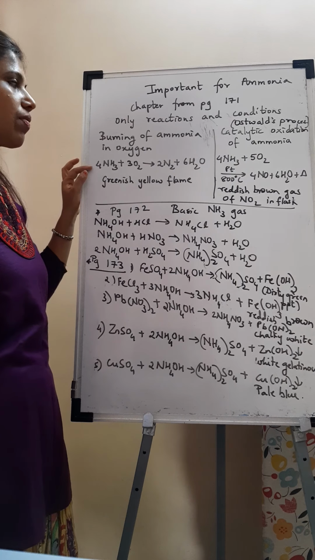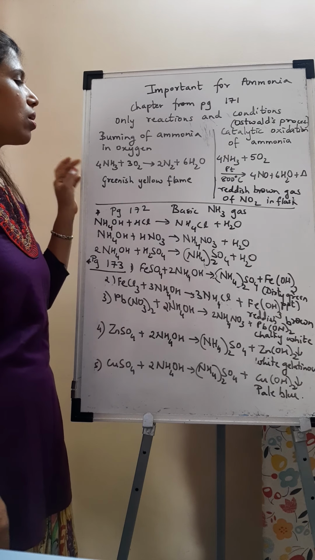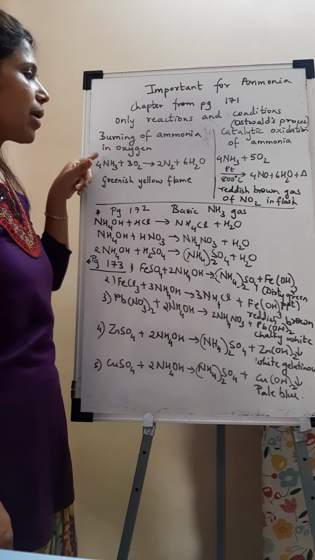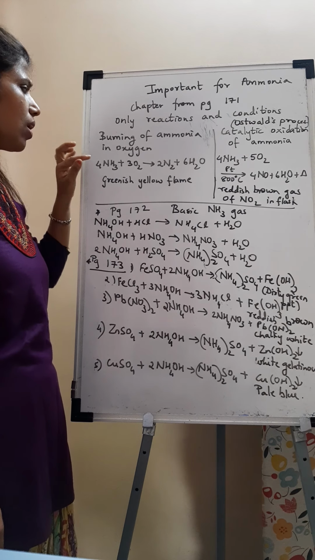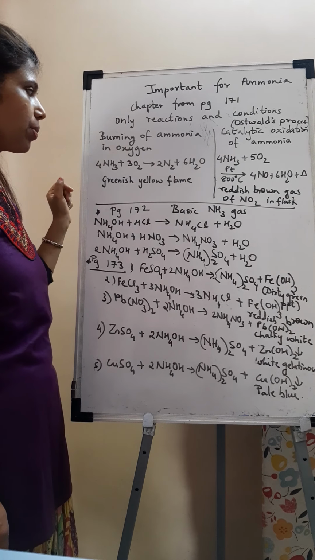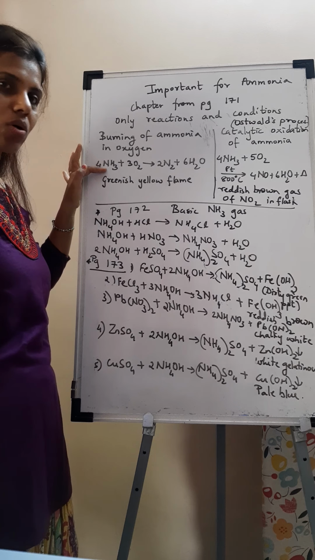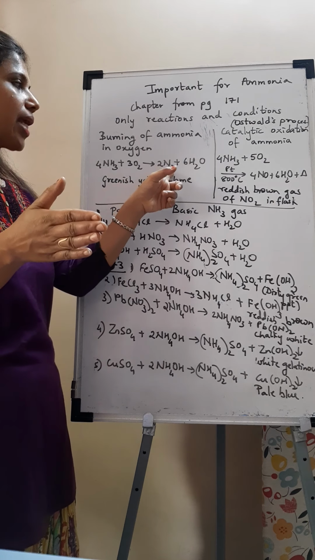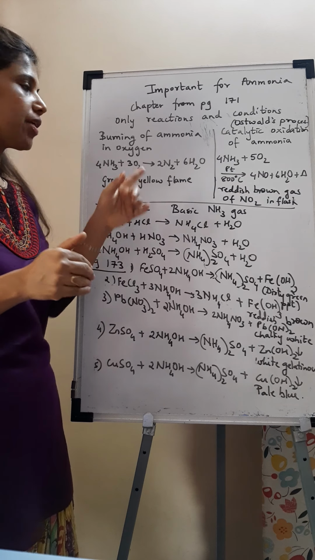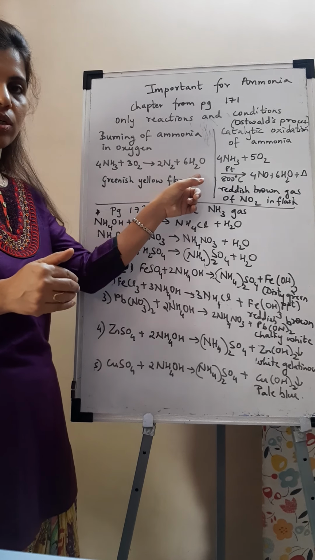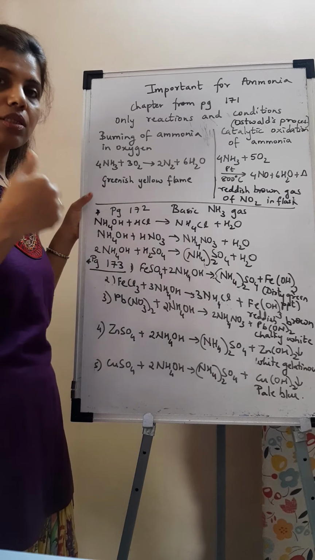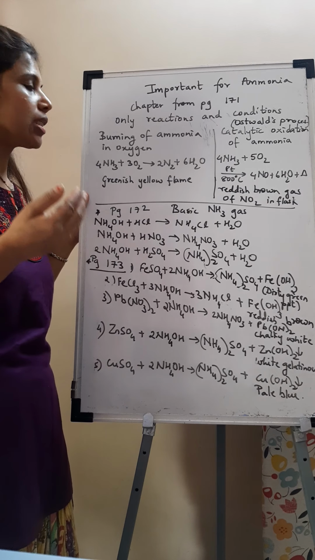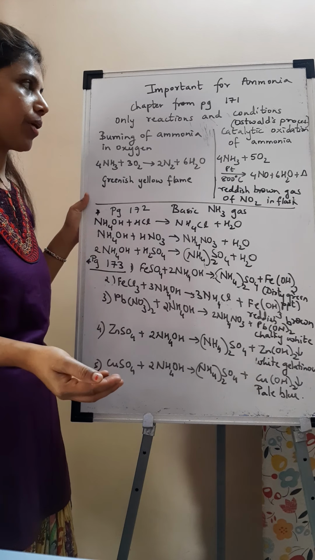Here you can see when ammonia is burned in air, it combines with oxygen and nitrogen is formed because it undergoes oxidation. Here nitrogen and hydrogen separate, so you get nitrogen, and the hydrogen which is separated combines with oxygen to form water, and it burns. When it is burning, it burns with a greenish yellow flame.